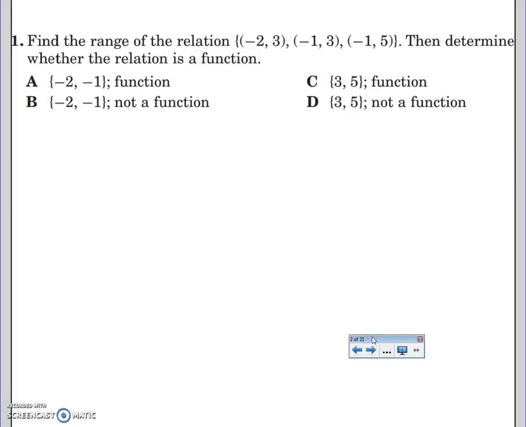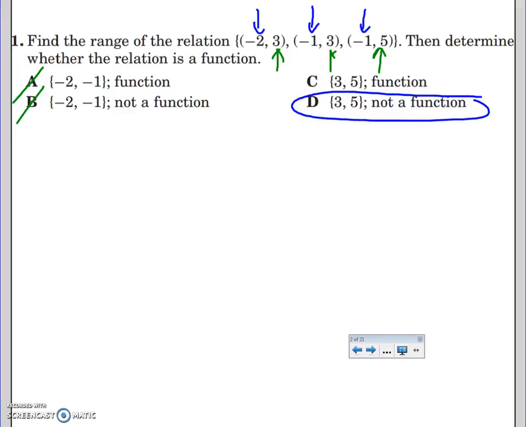Number 1, find the range of the relation. Then determine if it's a function or not. First, the range is the y. So I have 3, 3, and 5. And they don't like repeats, so it's definitely not A, it's not B. 3 and 5 is C or D. Now, is this a function or not? Remember, a function cannot have repeating x's. So I need to look at the x's now. I have -2, -1, and again, -1. Since there's two -1s, this is not a function. The answer is D.